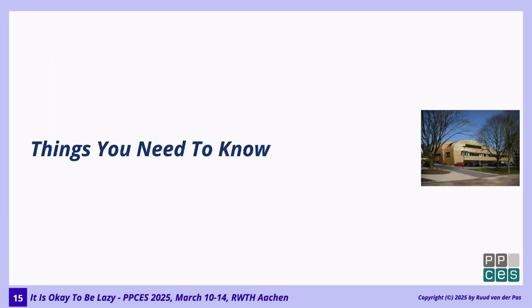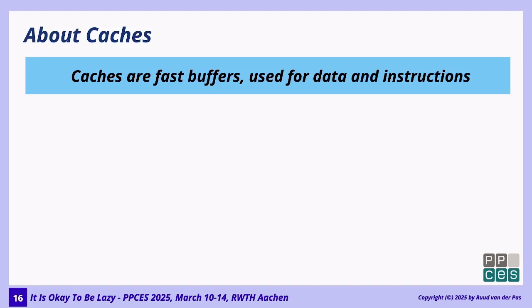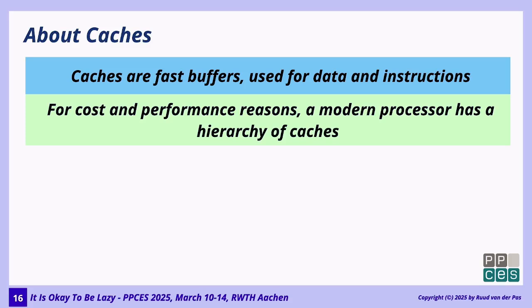Okay, the basics. I mentioned that a little bit on Monday already. I'll be quick on it. Caches play quite a crucial role in performance in general, but also when it comes to OpenMP because of the cache coherence. And they're nothing more or less than fast buffers for data and instructions.